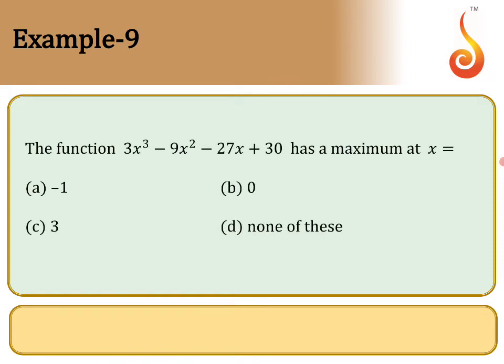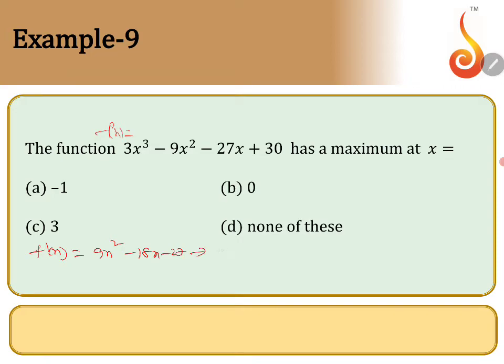Next, the function has maximum. You know the concept, maximum minimum concept. So first of all, the given function is f of x. This we will take as f of x. First find f dash of x. What is f dash of x? 9x square minus 18x minus 27, okay.